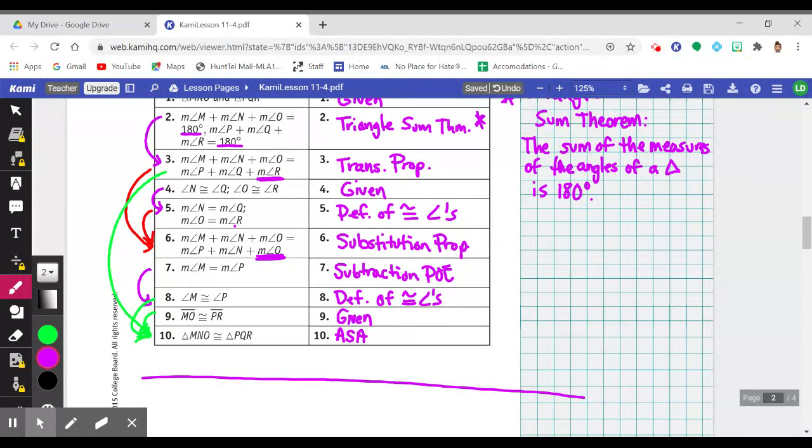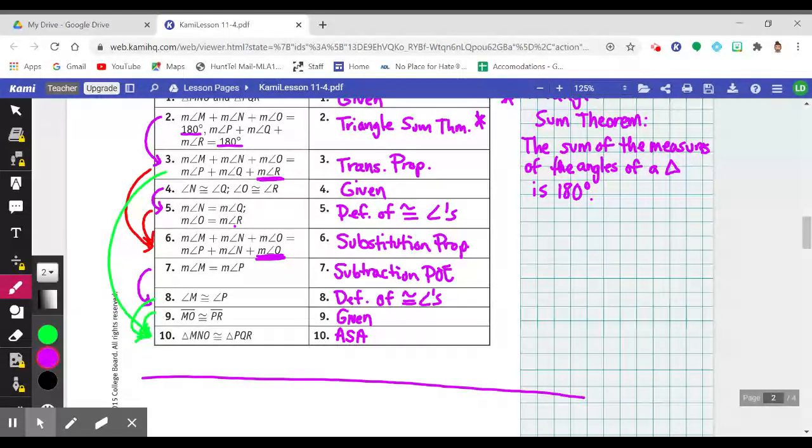Now you notice that there are two angles on both sides of this equation that are the same. So if we use the subtraction property, we can cancel out both of these measures, whatever they are, and we're left with the measure of angle M equal to the measure of angle P by the subtraction property of equality. Now going the opposite direction, if we know the measures of two angles are equal, then step 7 goes into step 8 and says that if two measures are equal, those angles are congruent. And again, we use the definition of congruent angles.